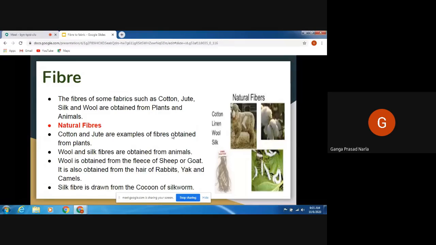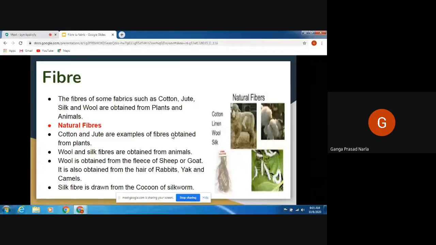So cotton and jute fibers are obtained from plants. I think everyone knows what cotton is, right? You know very well about cotton. I think everyone has cotton with them. Take the cotton, and if you observe it, there are small thin strands.